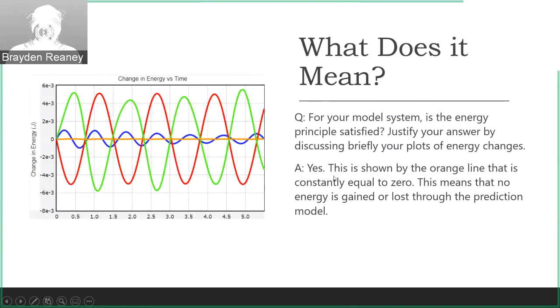What does it mean? You can see here that my model does satisfy the energy principle. And this is shown since the orange line is constantly equal to zero. And as I mentioned earlier, the work is equal to zero, and work is equal to change in energy. So the change in energy should be equal to zero, which it is.